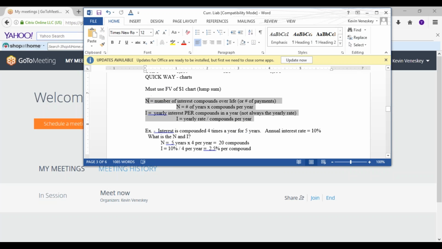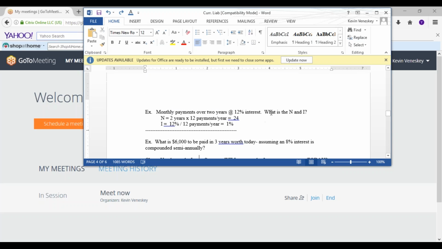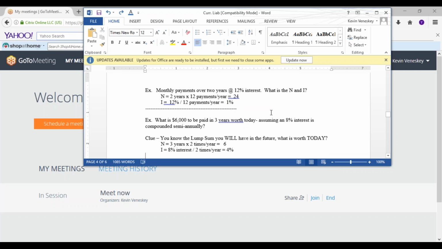Bold this because this is important, things that we're going to need to remember. I'll bold it later. I got another example there if you wanted to look at it.